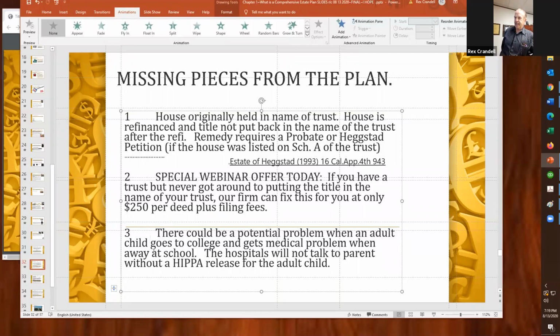Another problem that could occur is, let's say you have children that go away to college and they have a medical problem at school and they can't communicate, and the parents want to find out what the medical condition for their child is. Well, the child's an adult, and the hospitals will not talk to them without a HIPAA release. So that's frequently part of the documents that we prepare as part of the Advanced Healthcare Directive.